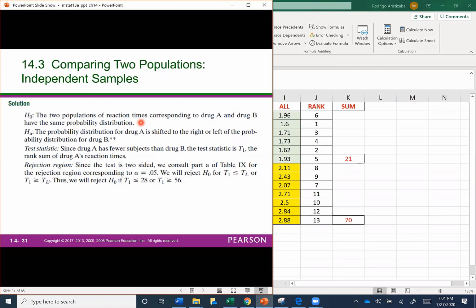What is my test statistic? Since drug A has fewer subjects, a smaller sample than drug B, the test statistic should be T1, the rank sum for the first sample. That is, the rank sum of drug A reaction times. That is my test statistic.